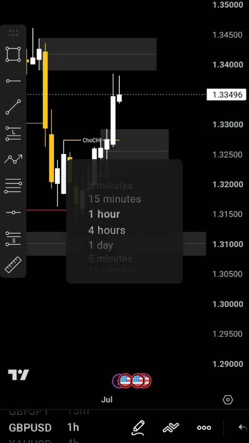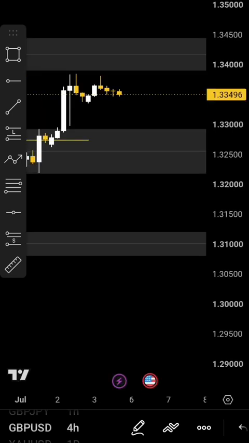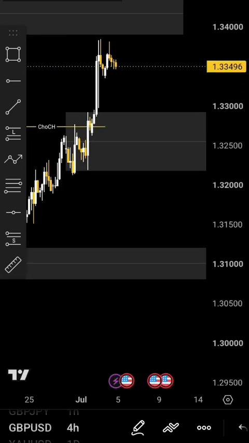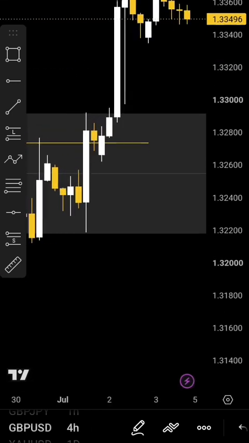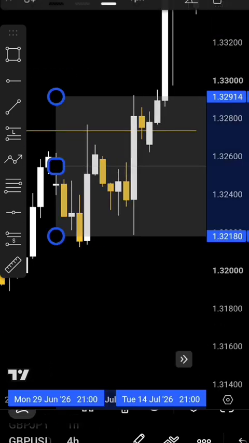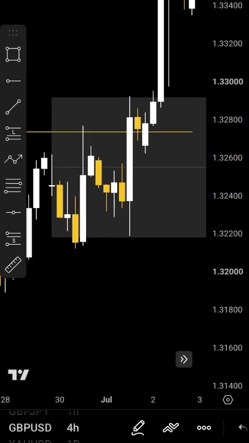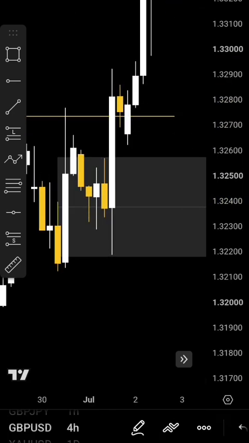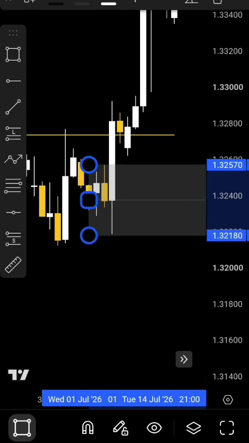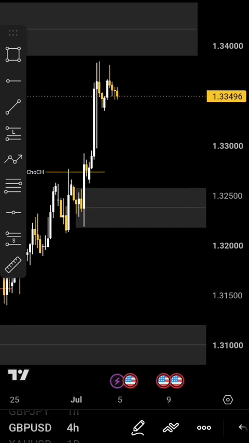So let's go to the 4-hour time frame and see more expansion of what is going on. When we come to the 4-hour time frame, we are going to refine this block to this area, this zone. This will be our block on the 4-hour time frame. Let me just quickly lock this. So this is what we're going to have.